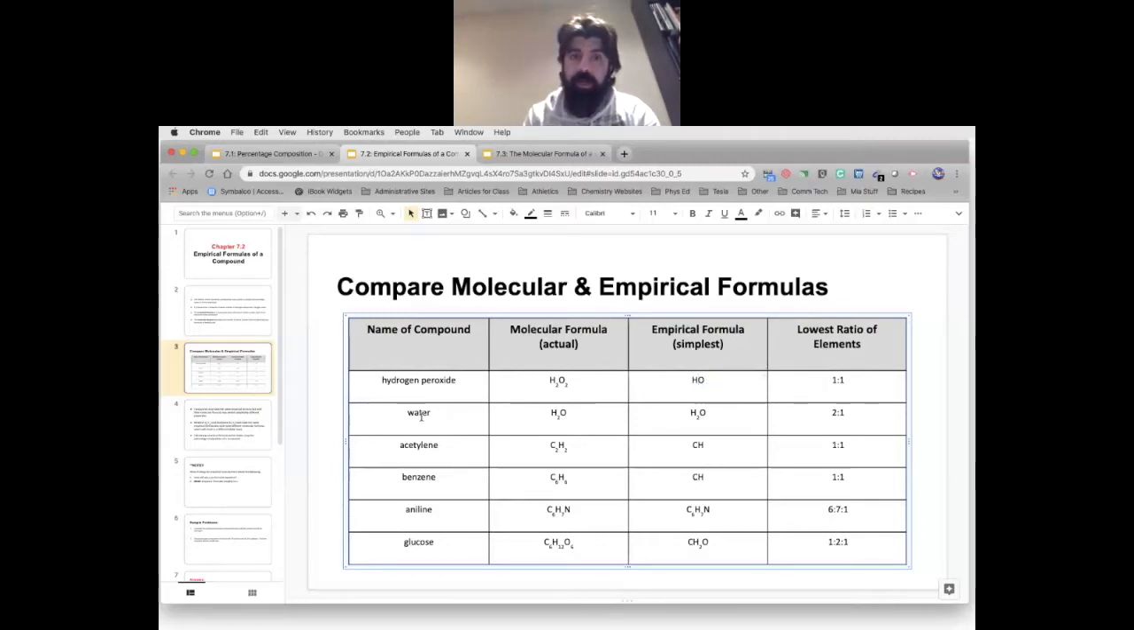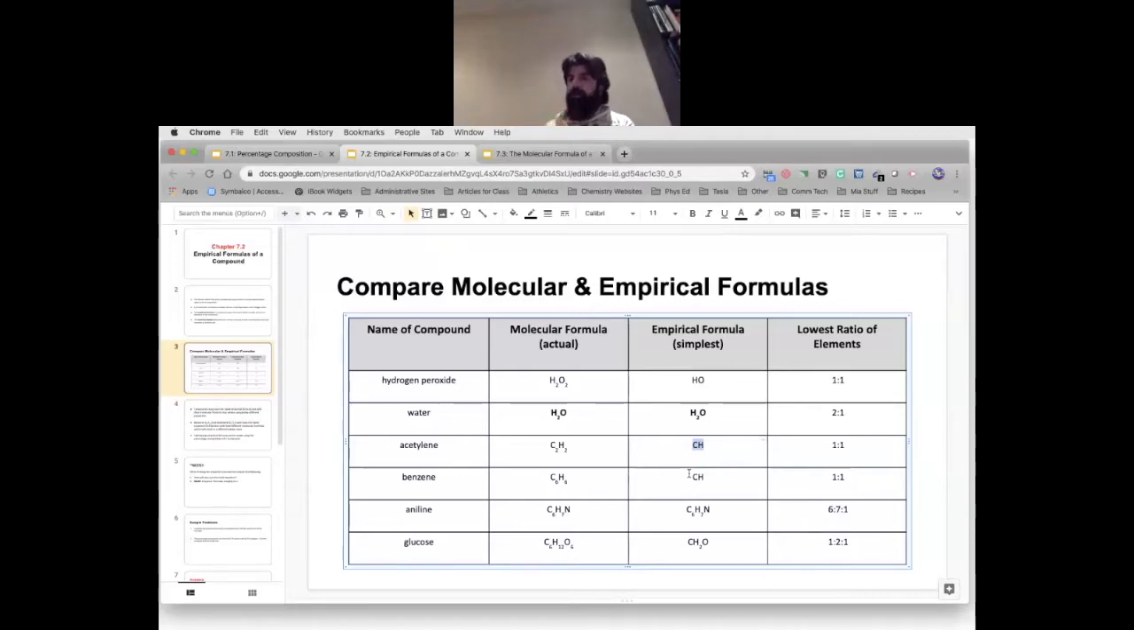Water, on the other hand, its molecular formula is H2O, but its empirical formula is also the same thing. So understand that in this case, some of these can actually have the same molecular formula as they do empirical formula. Here's another example. Acetylene, C2H2, can be simplified to CH. That's not the molecular formula. That's just the empirical formula.